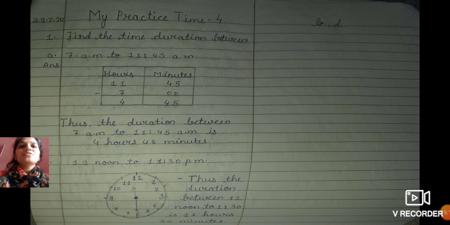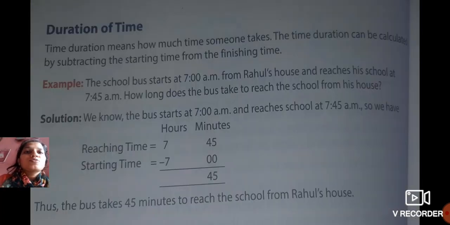So now, students, before starting this example, I would like to show you the practice example. Yes, so students, here you can see the duration of time. Time duration means how much time someone takes. The time duration can be calculated by subtracting the starting time from finishing time. So here students, we can see that school bus starts at 7 a.m. from Rahul's house and reaches his school at 7:45 a.m. So how long does the bus take to reach the school from his house?